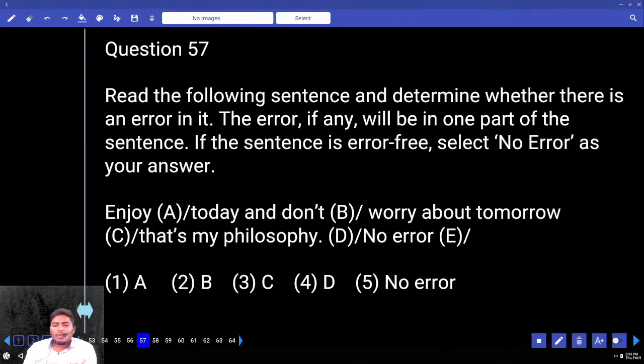Enjoy today and don't worry about tomorrow. That's my philosophy. Of course, it is everybody's philosophy, right? Do you all have this philosophy? Yes? If yes, you won't get the job. This type of philosophies are only useful for the movies, WhatsApp status. Okay.